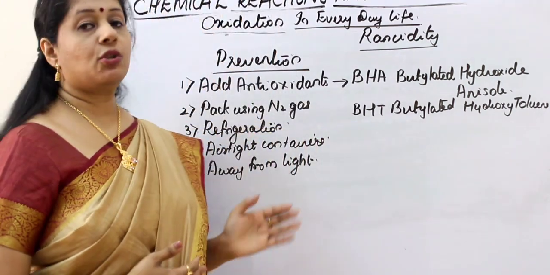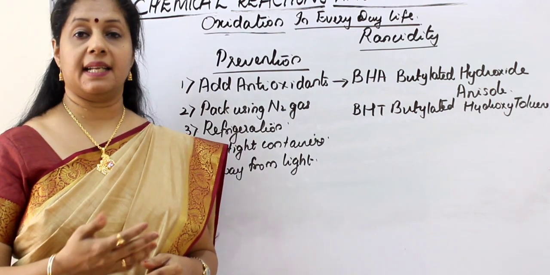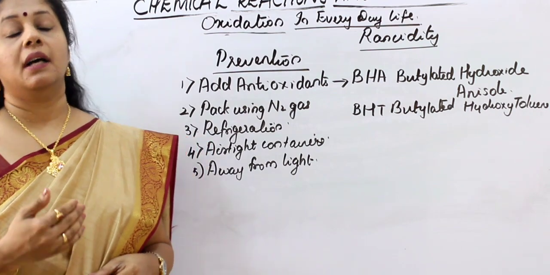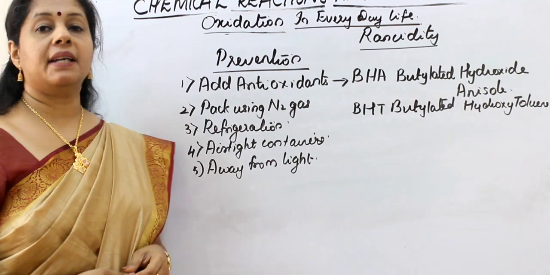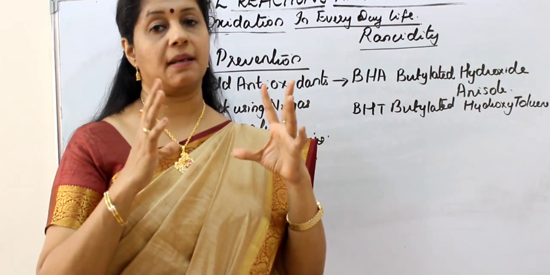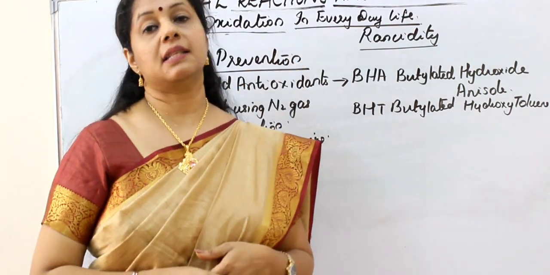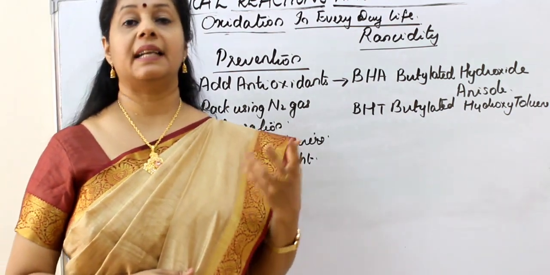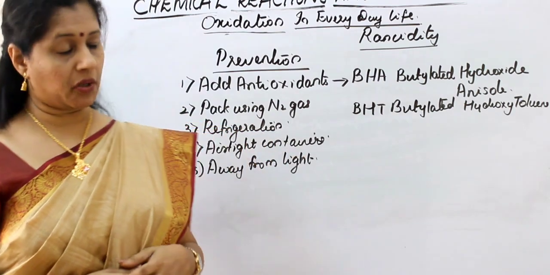Here, what are the ways to prevent it? First one, add antioxidants. Anti means against. So the substances which will prevent the oxidation are called antioxidants. Example, BHA and BHT. Then next is packaging using nitrogen gas. We know that when we buy chips packets, it's flushed with some gas. Once you break it, you can see that the gas is liberating out. That gas is nothing but nitrogen, which is an inactive inert gas. So it can preserve the food or prevent it from oxidation.